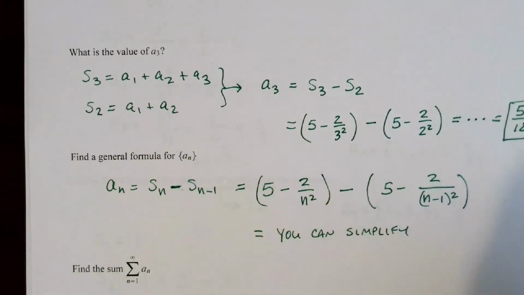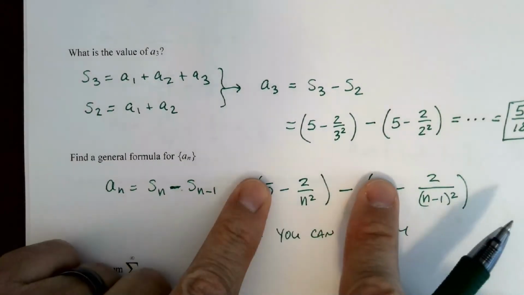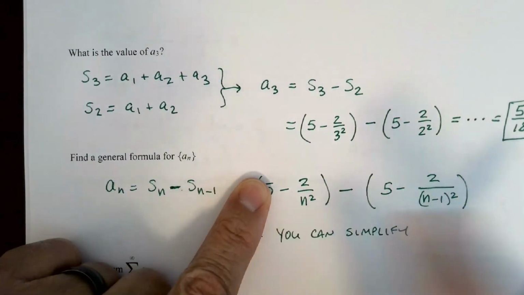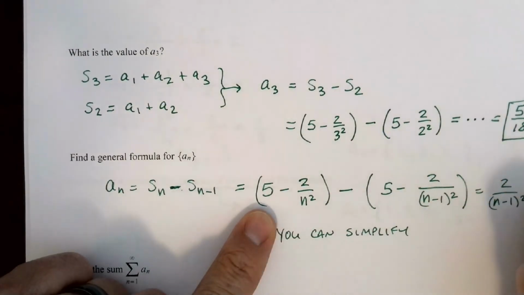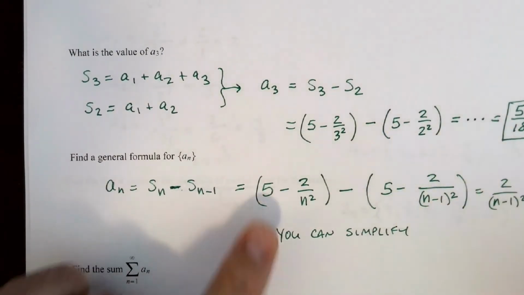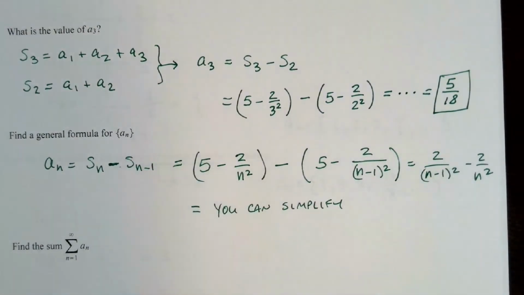It's rather messy. Of course, I got 5 minus 5. That goes away, right? And so you're just going to get negative, I guess I could say, negative times negative 2 over n minus 1 squared minus 2 over n squared. So you can simplify that if you want to, but I'm just going to leave it like that. It's a formula. Okay, it's a formula. You can make it a little simpler.